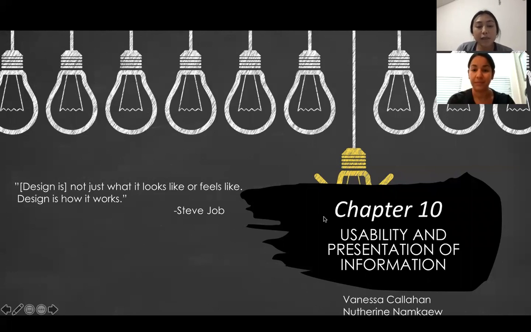We'll start off with the quote from Steve Jobs. Design is not just what it looks like or feels like. Design is how it works.